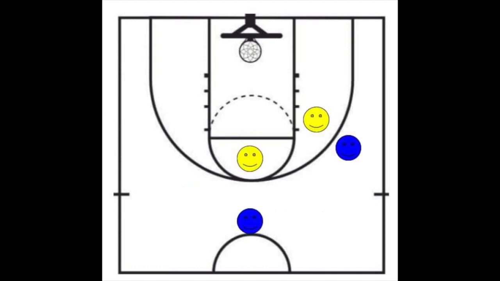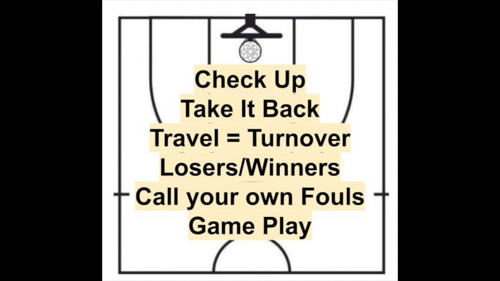The rules that we're going to cover today are for 2-on-2 basketball, Mr. O and Mrs. Boljan against Mr. Madej and Miss McCarthy. We're going to cover checking up the ball, taking the ball back, what happens when you travel and what a turnover looks like, what is losers versus winners, who gets the ball after somebody makes a shot. We're going to talk about calling your own fouls and what a foul looks like. And last, we'll play some video of us in gameplay.